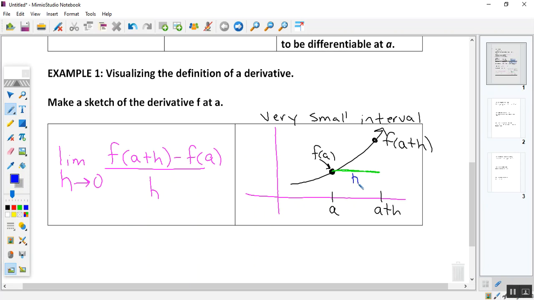Okay. How about value-wise? This value is f of a. This is the value f of a plus h. How about this distance right here then, kids? Well, if this was 12 and this was 3 down here, you would take 12 minus 3, wouldn't you, to know that that's 9. But what is this? f of a plus h.